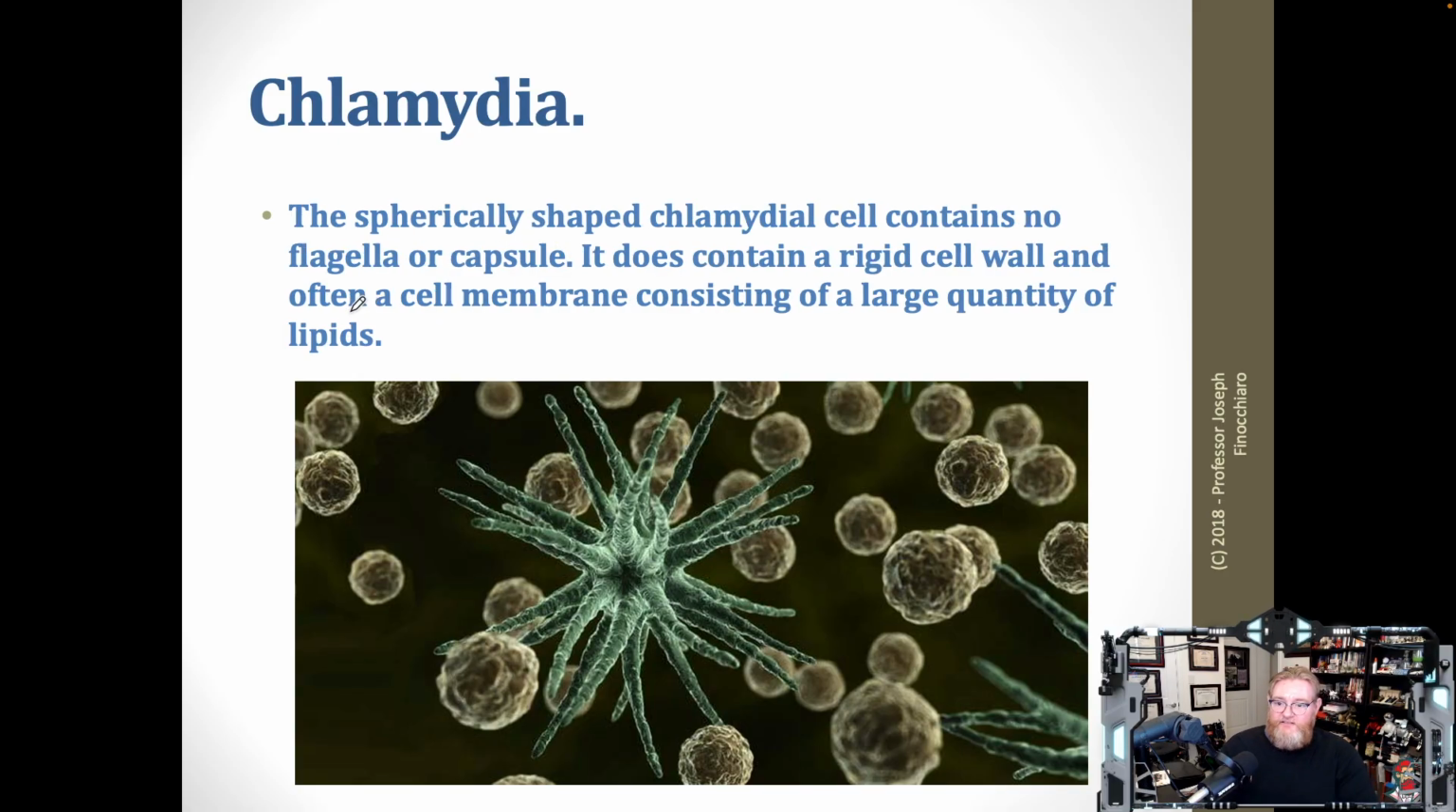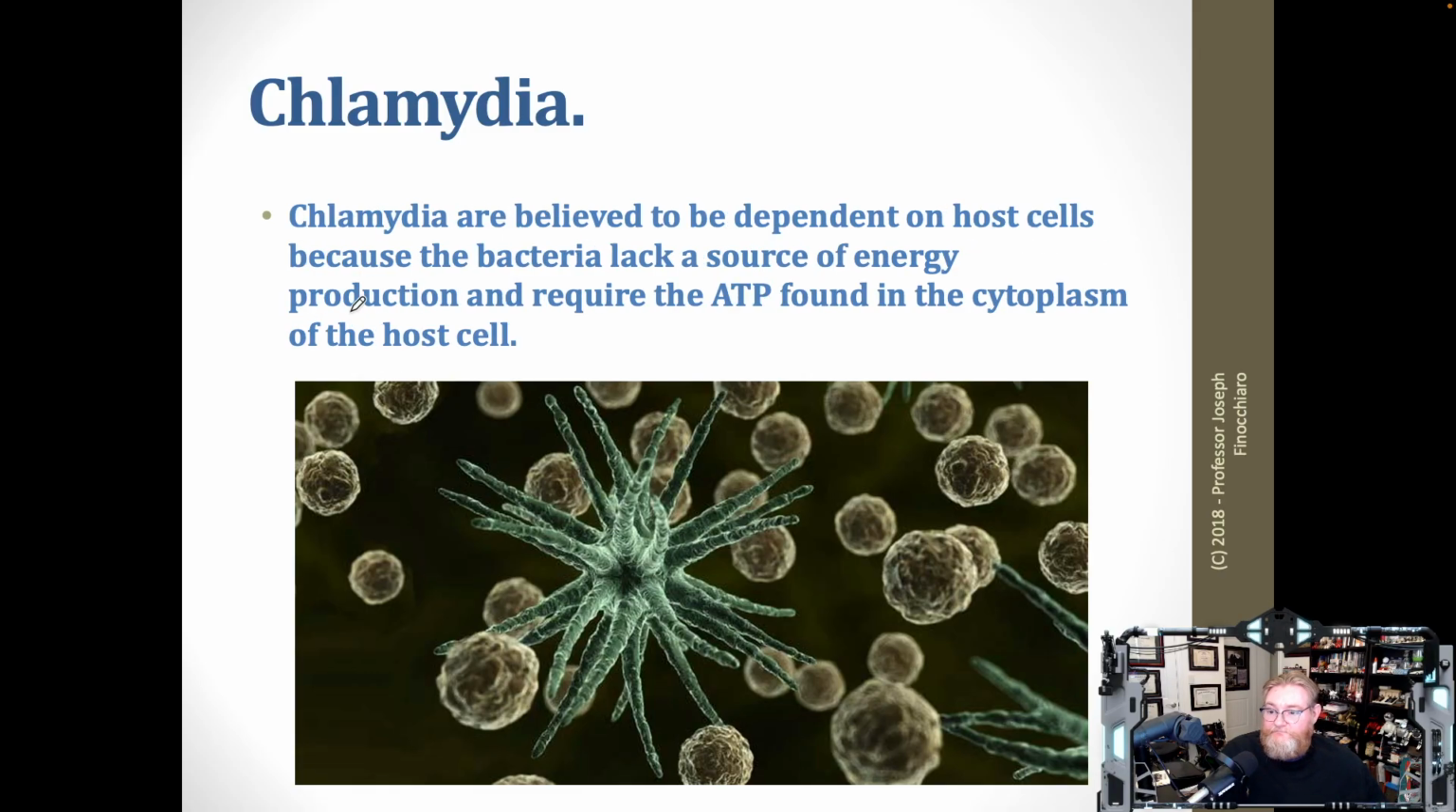The spherically shaped chlamydial cell contains no flagella or capsule. It does contain a rigid cell wall and often a cell membrane consisting of a large quantity of lipids. Chlamydia are believed to be dependent on host cells because the bacteria lack a source of energy production and require the adenosine triphosphate, or ATP, found in the cytoplasm of the host cell.